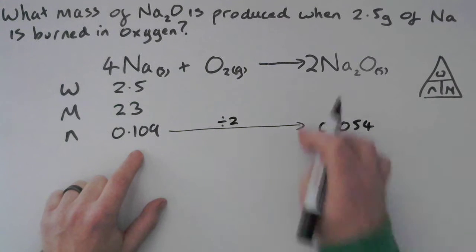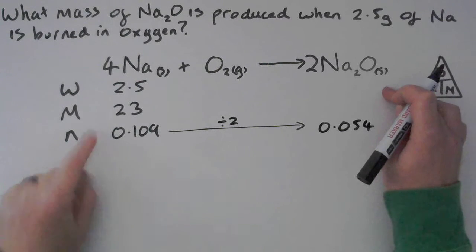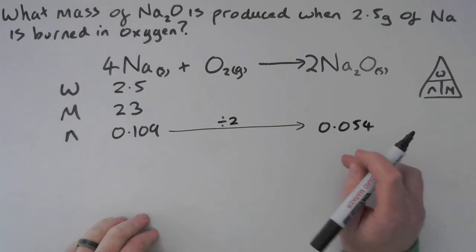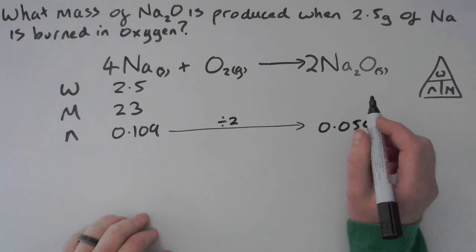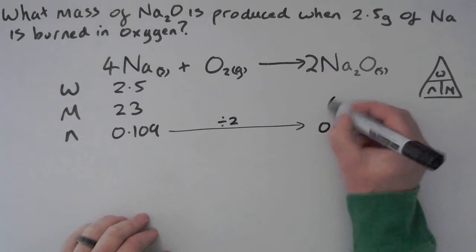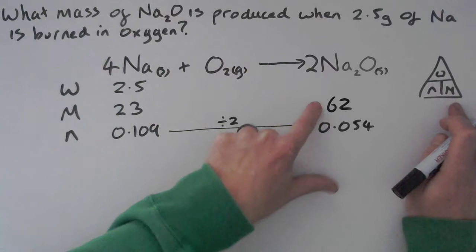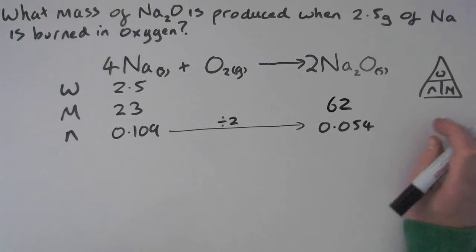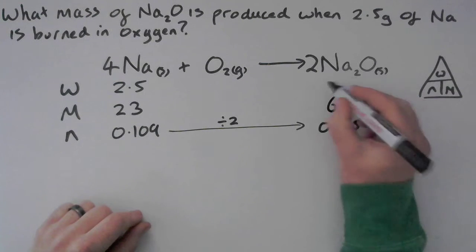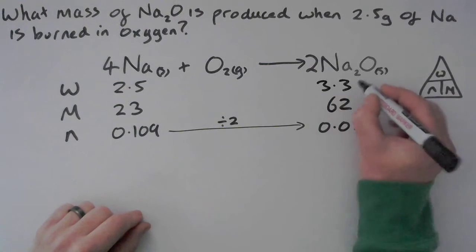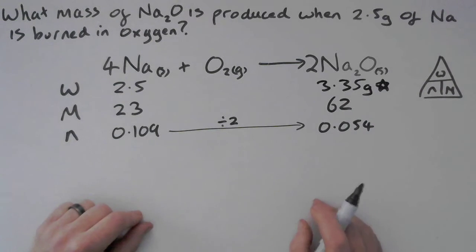Now once we've got this, all we have to do is work our way back up using the same equation to find the mass of sodium oxide produced. The molar mass of sodium oxide is 62. Number of moles times molar mass gives us the actual mass. So if we times 62 by 0.054, we get 3.35 grams to 2 decimal places of sodium oxide.